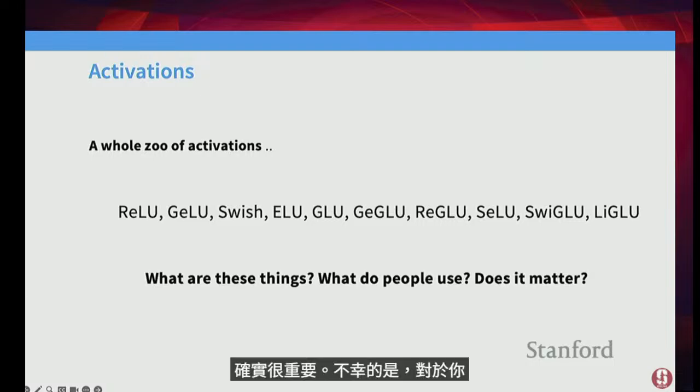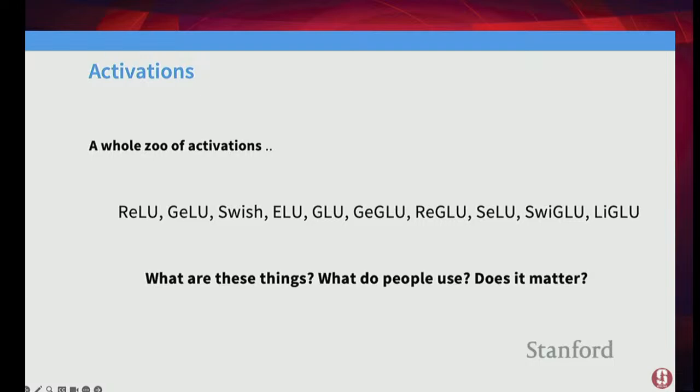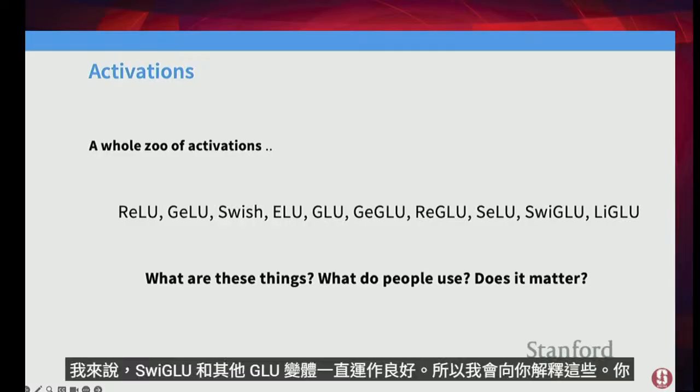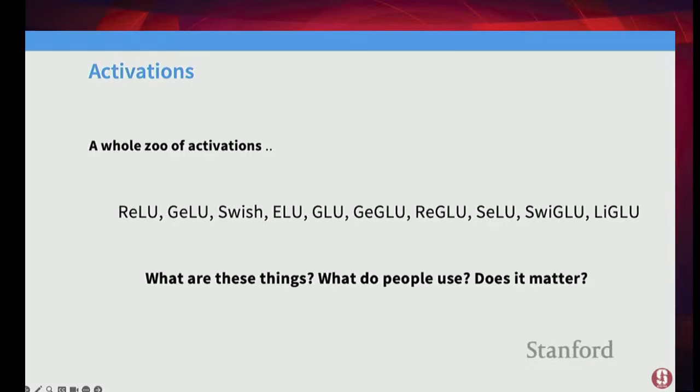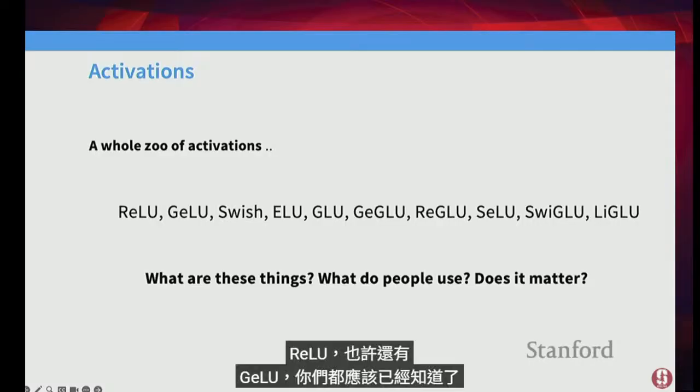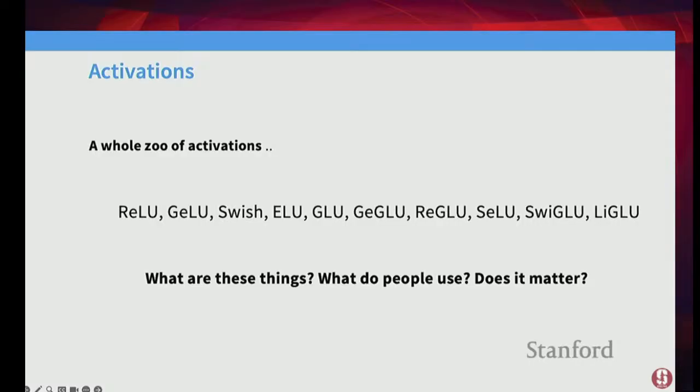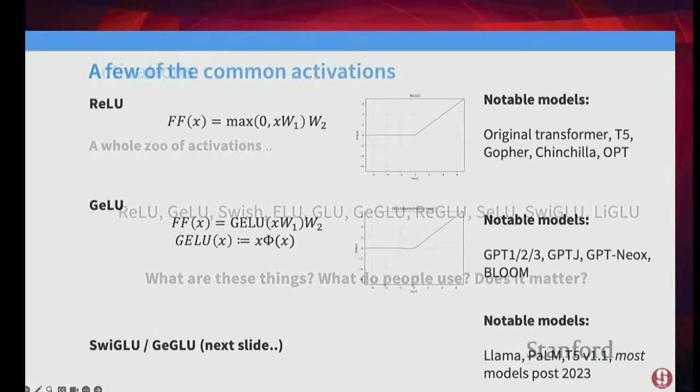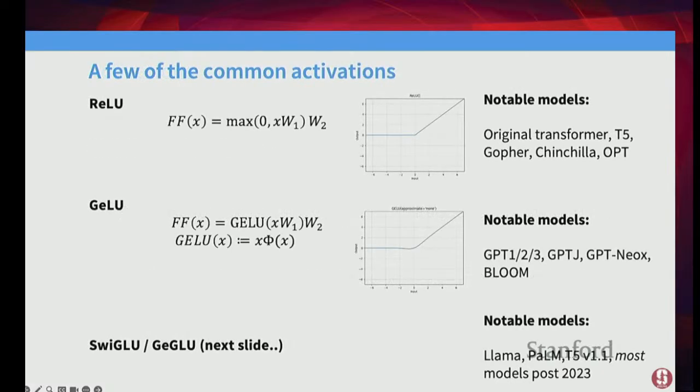And yeah, I think this is exactly the kind of thing that I didn't originally want to learn when I got into doing deep learning. I was like, I don't care about activations. It's going to train anyway. But it really does matter, unfortunately, for both you and me, that SWIGLU and other GLU variants just consistently work well. And so I will explain those to you, and you should think about them carefully because they do work, and internalize that, right?